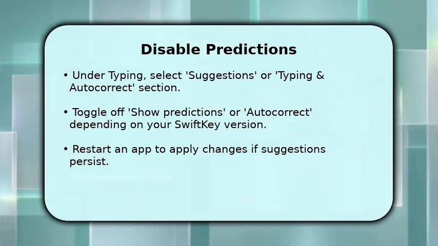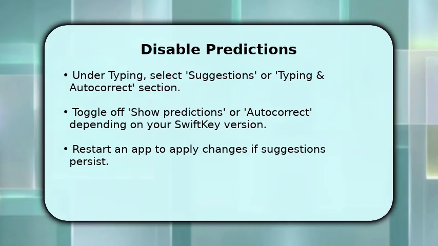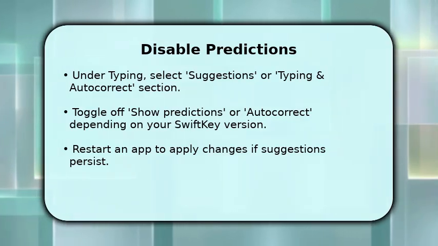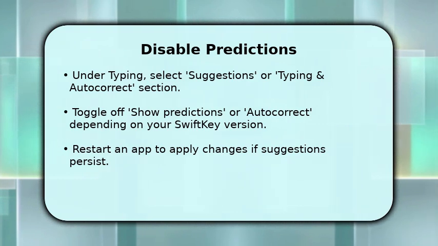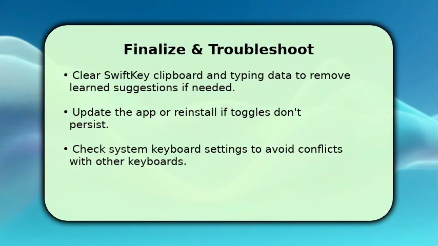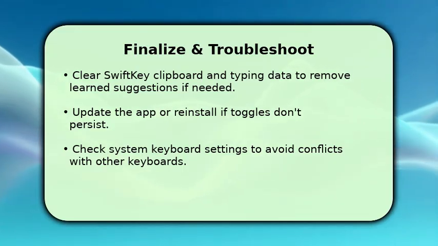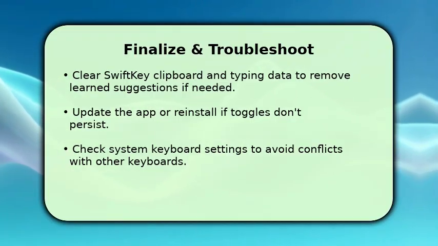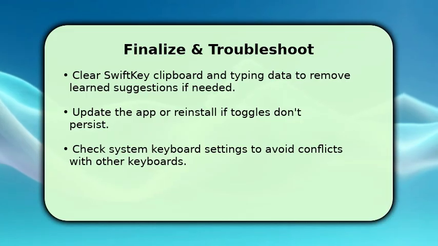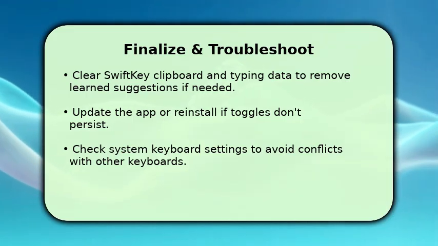After making changes, return to a message app and test typing to confirm the suggestions are gone. If not, double-check you changed options in the active Swiftkey profile. To finish, clear Swiftkey's typing data or clipboard if previously learned words still appear. This erases old suggestions. Once done, update the app from your store or reinstall Swiftkey to fix persistent toggle issues.